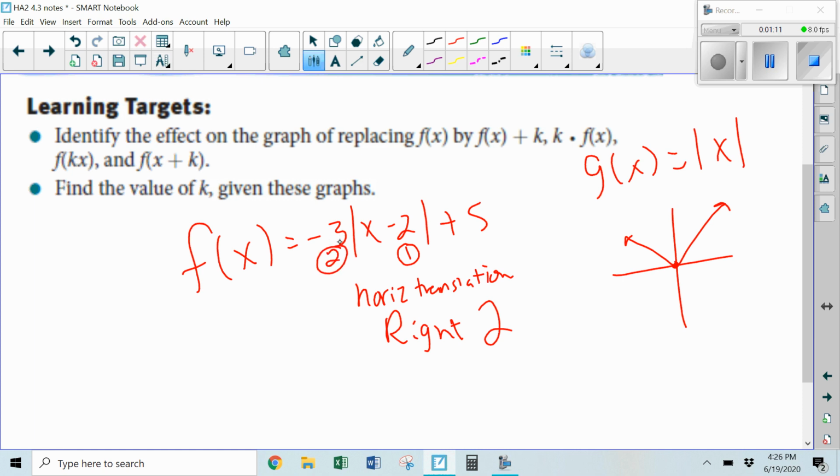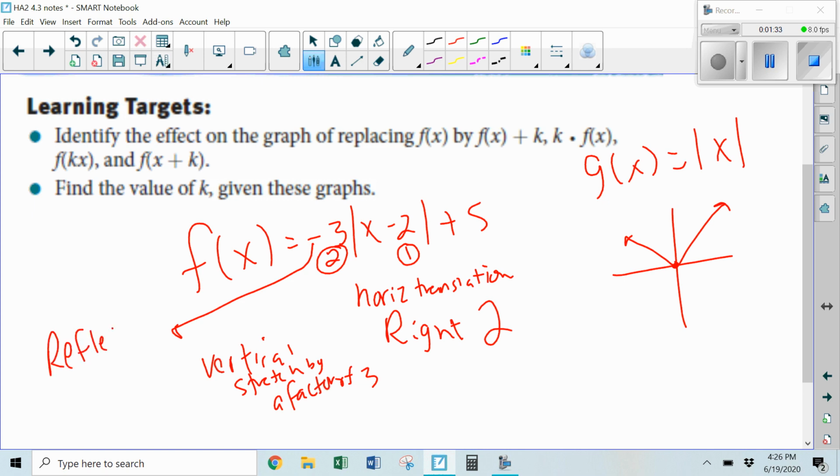Now, looking at the 3, that's going to be a vertical stretch by a factor of 3. So it's going to stretch 3 times faster up to the ceiling. And then this negative, which you can do first, or you can do the 3 first, it doesn't matter, but the negative reflects it over the x-axis. So either one of those can come in either order. You could do both at the same time if you're comfortable.